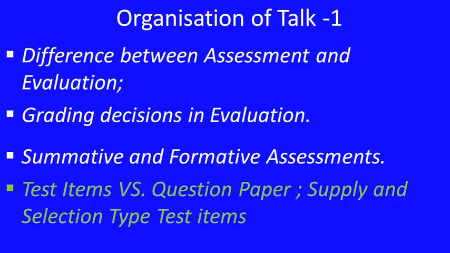Grading decisions and evaluation. The basic issue is, why do we sometimes use grades A, B, A plus, B plus, rather than marks only, 73, 79, 49, 45? Instead of using marks only, why do we use grades?